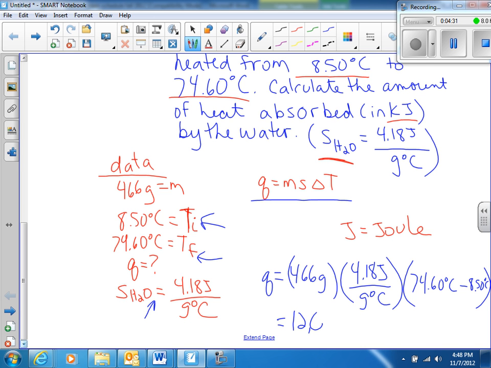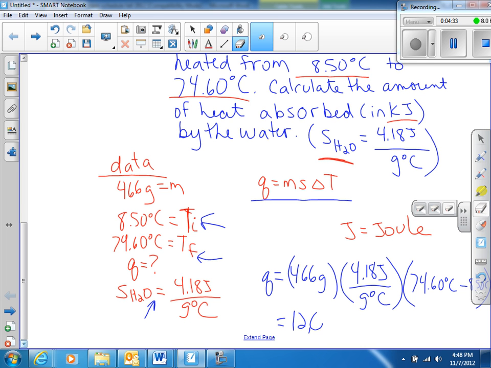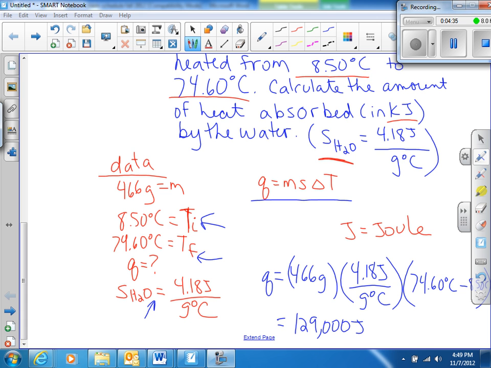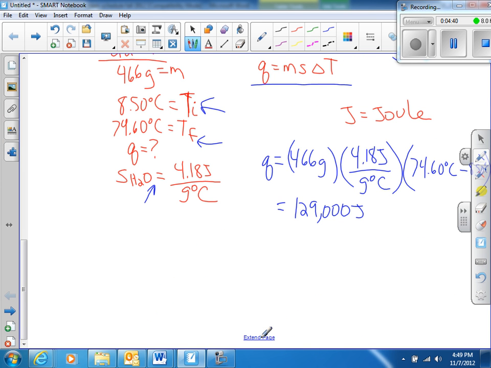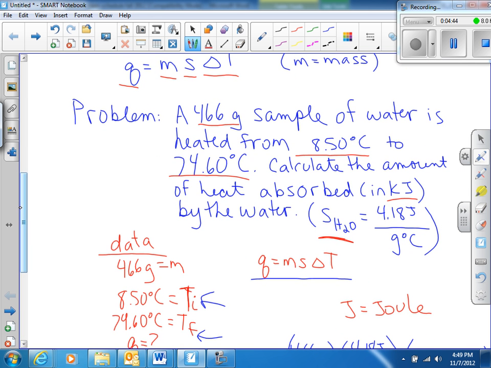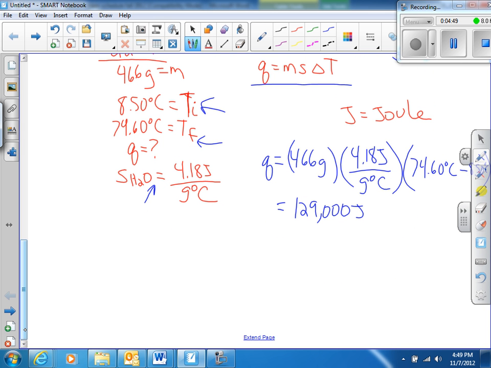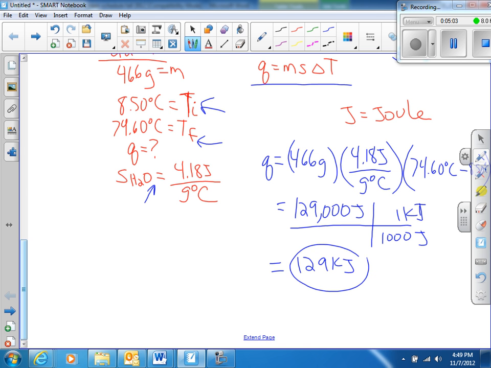129,000 joules, not 12,900. But the question said, find the heat absorbed in kilojoules. So I have to convert these joules to kilojoules. And there are 1,000 joules in 1 kilojoule. Hopefully you remember kilo means 1,000, so we have 129 kilojoules, and that is our answer.